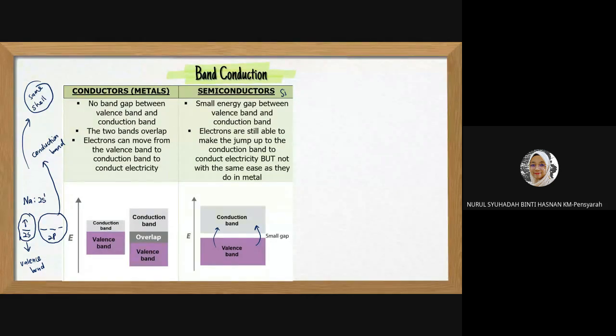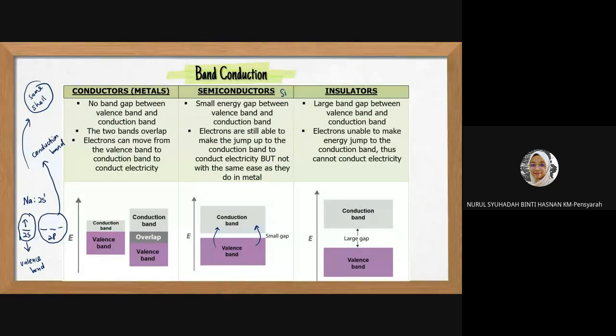Okay, itu untuk semiconductor. So kalau untuk insulator, so there is a large band gap between valence band and the conduction band. So the electron unable to make energy jump to the conduction band, thus cannot conduct electricity. So paling senang kalau saya nak explain tentang large band gap dekat sini, contoh katakan kita ambil untuk chlorine. Okay, so chlorine valence electron dia 3s, okay, 3p. 1, 2, 3, 4, 5. Okay, jadi dekat sini yang ni ada elektron. So yang ni tadi adalah kita punya valence band. So the empty orbital akan berada pada n sama dengan 4. So kiranya at a higher energy.